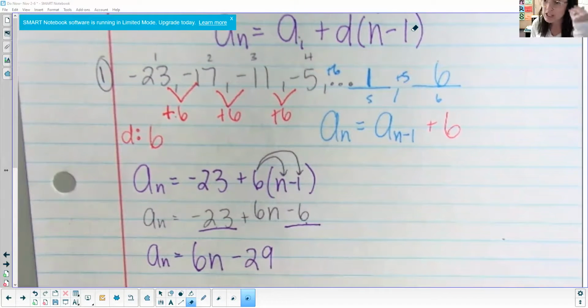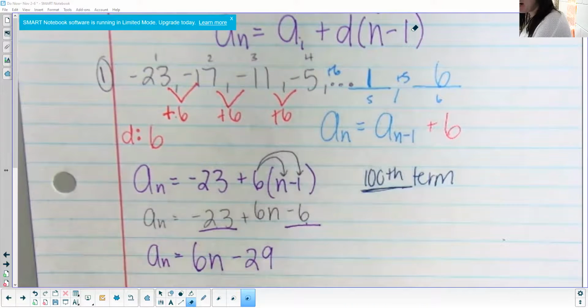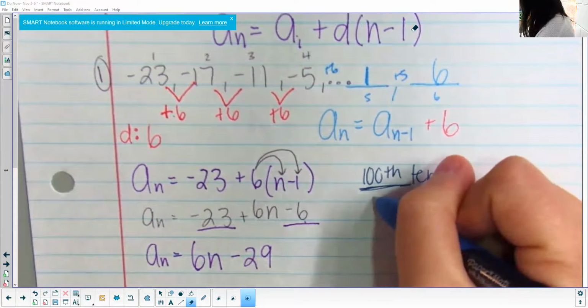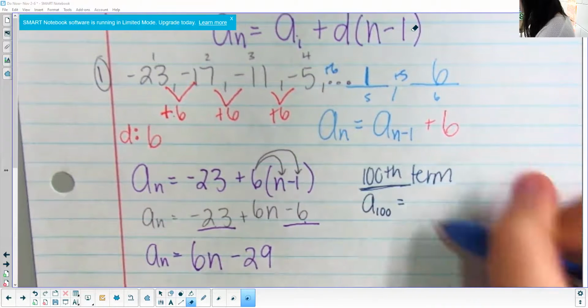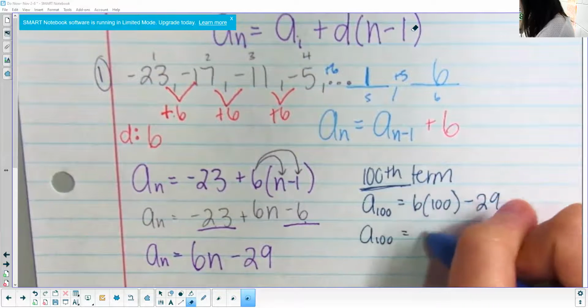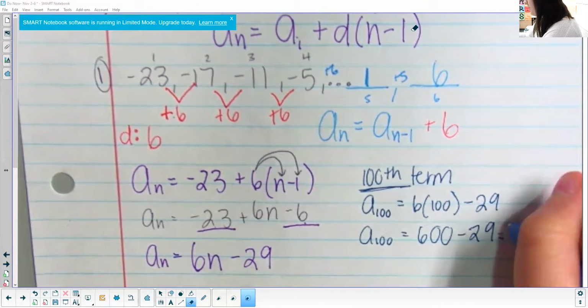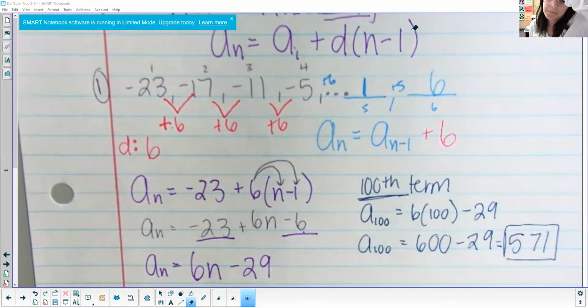Now, I can use this formula to find any term. So just for funsies, in a different color, let's use dark blue, we're going to find the 100th term. Meaning I'm going to take 100 and plug it in for n. A sub 100 is 6 times 100 minus 29. Well, that's just going to be 600 minus 29. And you can take your calculator and calculate this because I don't know this off of my head. 600 minus 29 is 571. So 571 is my 100th term here.